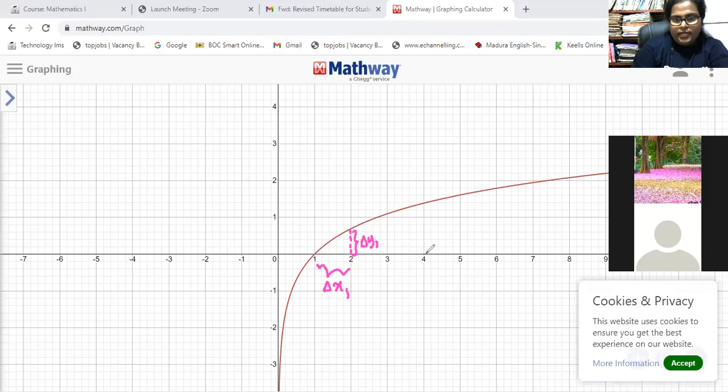Right? So when you are taking the interval from 4 to 5, taking this one as delta x2, for this interval the delta y becomes this one, delta y2. That means you have to consider the difference for each interval. So you can see this delta y1 and delta y2 is not the same, right?